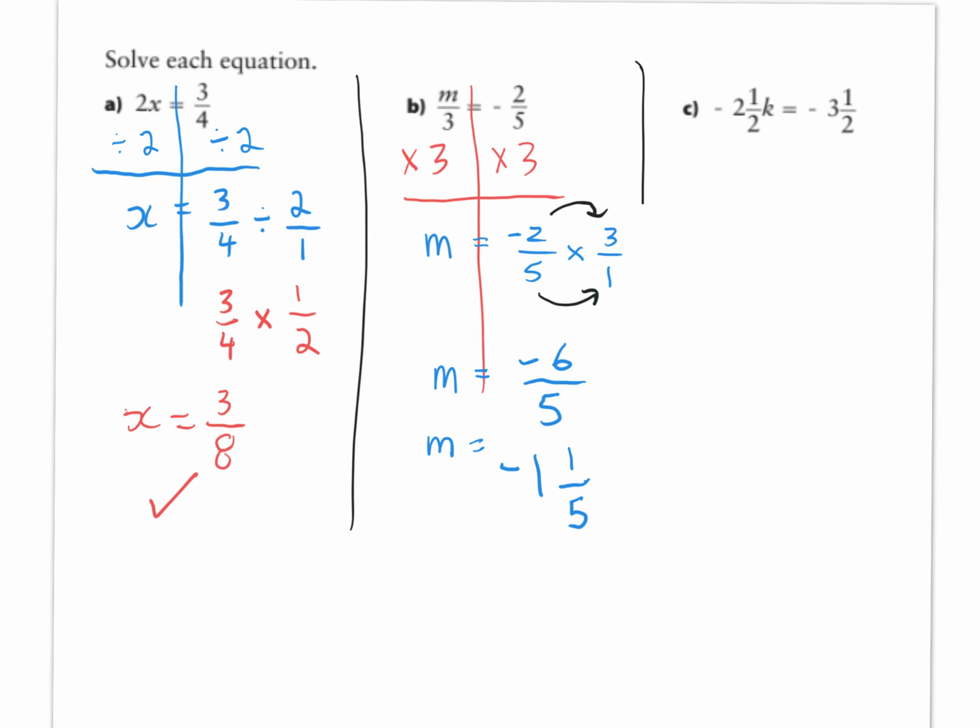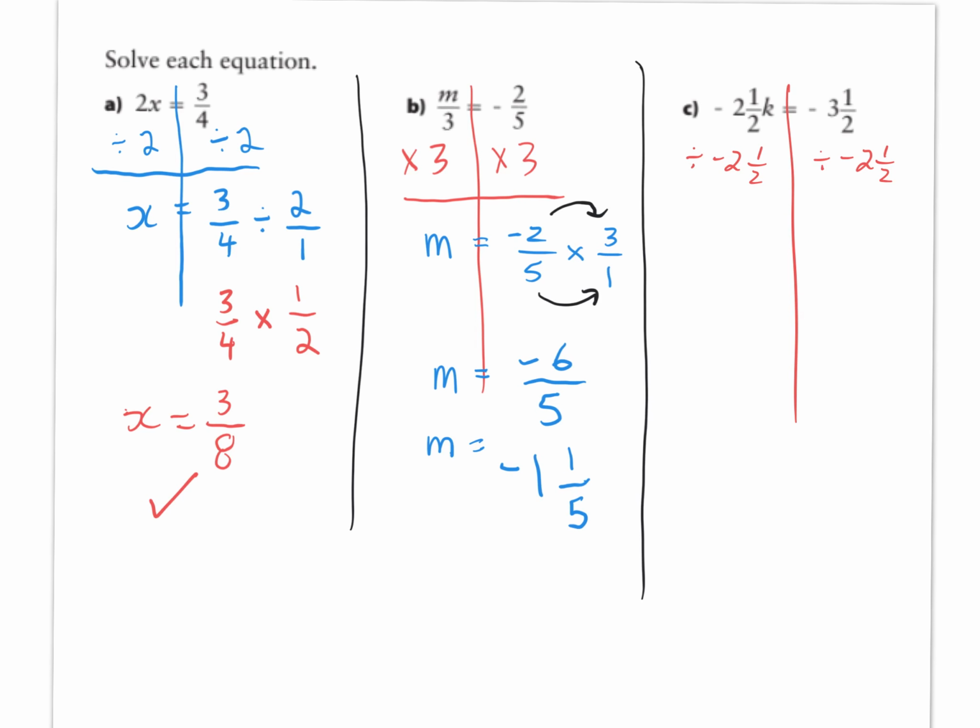For the last one here, we've got two mixed numbers. Let's take a look. So we've got negative 2.5 times k equals negative 3.5. So I'm going to divide both sides by negative 2.5. And that will isolate the variable and give us our answer. So it's going to look like this. We've got divide both sides by negative 2.5. Divide both sides by negative 2.5.